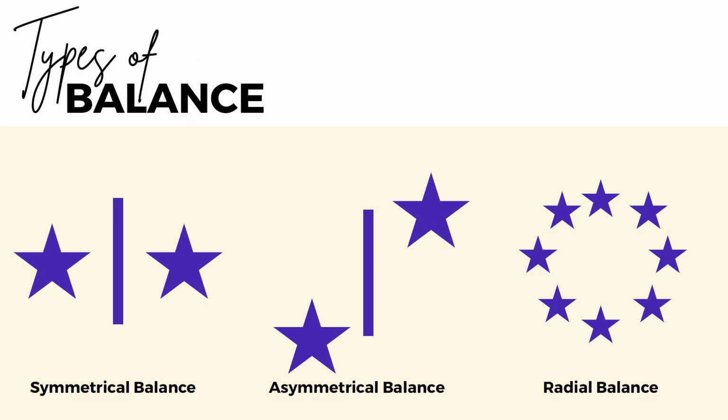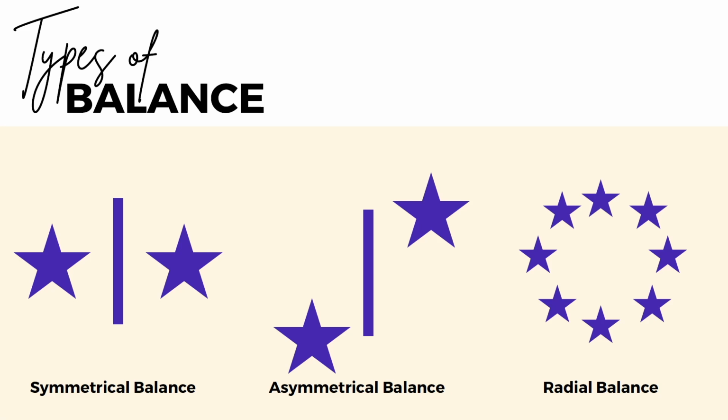We have symmetrical, asymmetrical, and radial. Symmetrical and asymmetrical are the ones that you're going to probably see the most. Radial is more situational, and you're not going to see that as often. We discussed in the elements the concept of static versus dynamic design. And symmetrical and asymmetrical are going to fall into these two categories, where symmetrical is more static and asymmetrical is going to be more dynamic when it comes to our design approach.